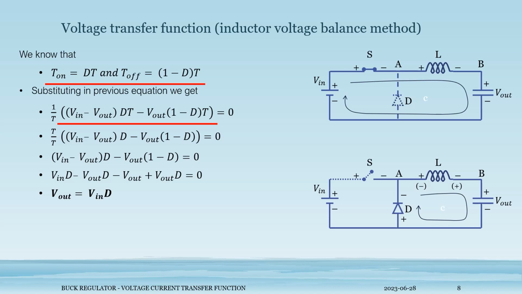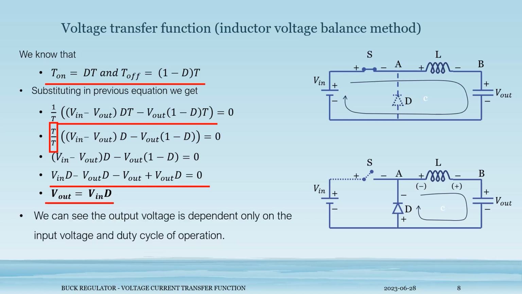Let us now take T as the common term. T and T get cancelled out. On simplifying, we get Vin into D minus Vout into D minus Vout plus Vout into D is equal to 0. On further simplification, we get Vout is equal to Vin into D. Here, it can be observed that the output voltage is dependent on the input voltage and the duty cycle of the operation. It is independent of the inductor value and the switching frequency.